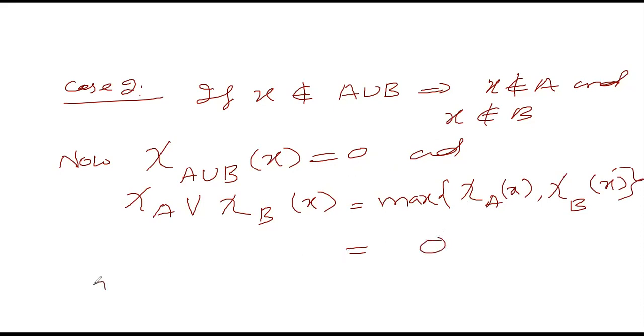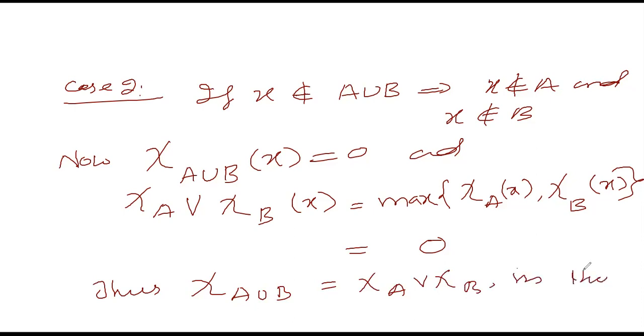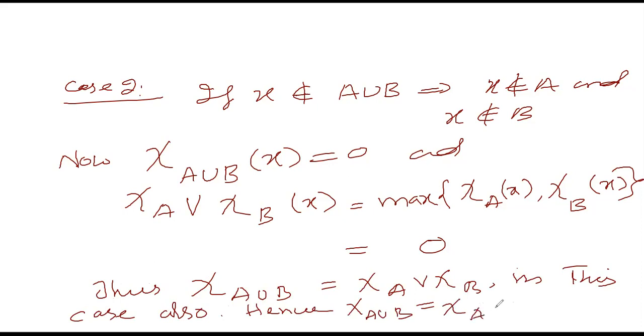Thus chi A union B is equal to chi A join chi B in this case also, and hence they are equal. Hence chi A union B is equal to chi A join chi B. So that proves this fourth property.